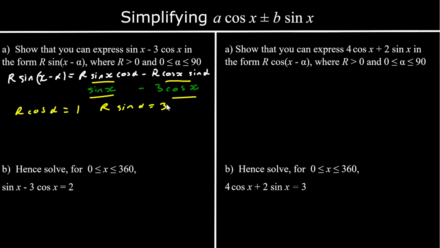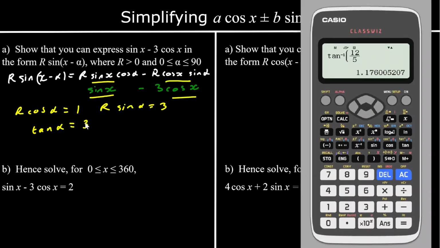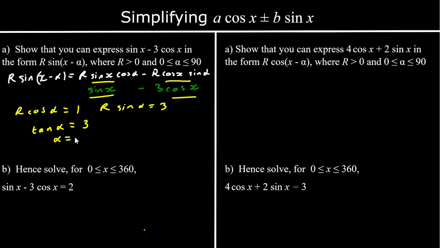To find alpha, we find sine over cos. So it's going to be tan alpha is 3 over 1, or just 3. And our calculator needs to be in degrees because it's between 0 and 90 this time. So it's shift tan 3, which is 71.6. So alpha is 71.6 degrees.